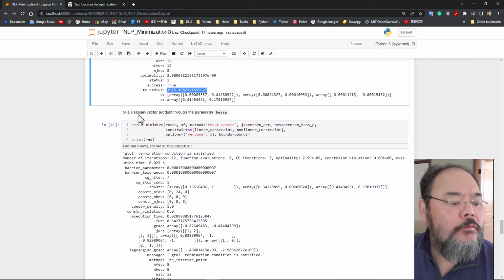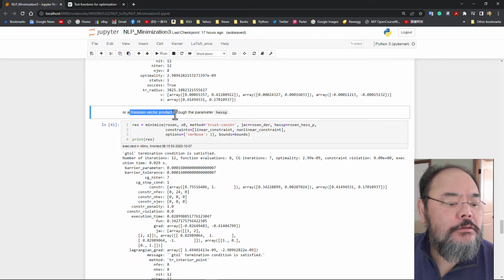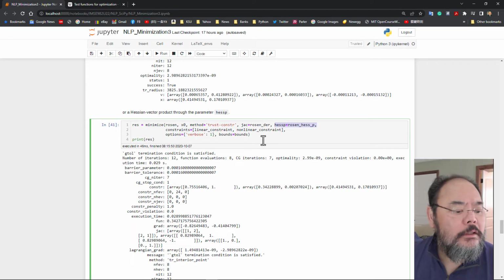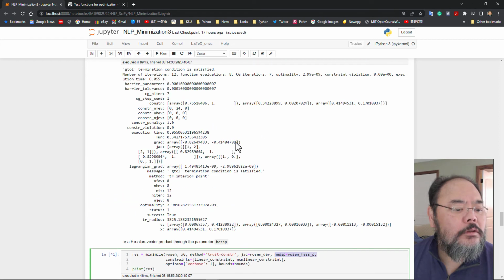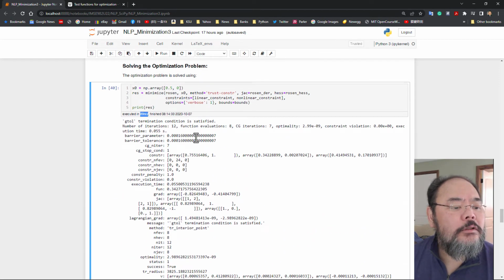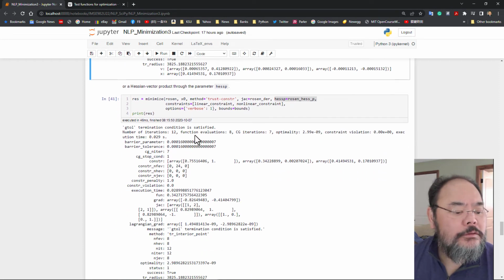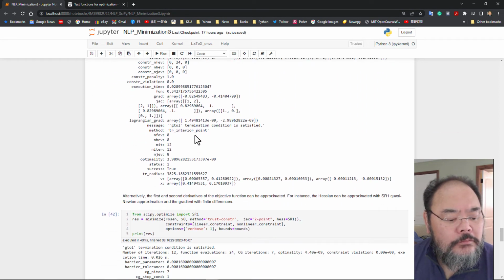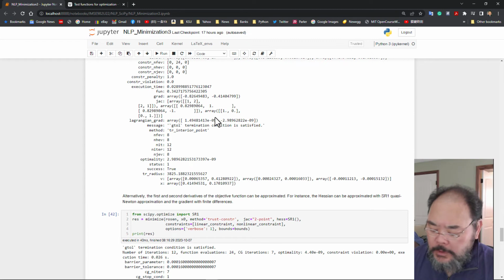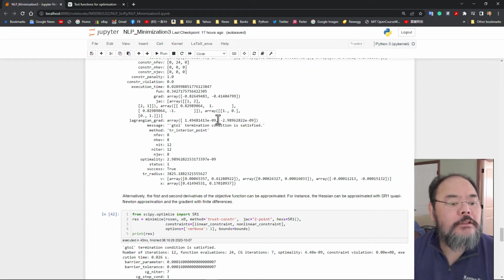Okay, again, we're using the so-called Hessian vector product, in this case the Hessian product, to solve these problems. It takes only half of the time compared to using the Hessian directly. So for these more complicated problems, using the Hessian product might be a little bit more efficient.